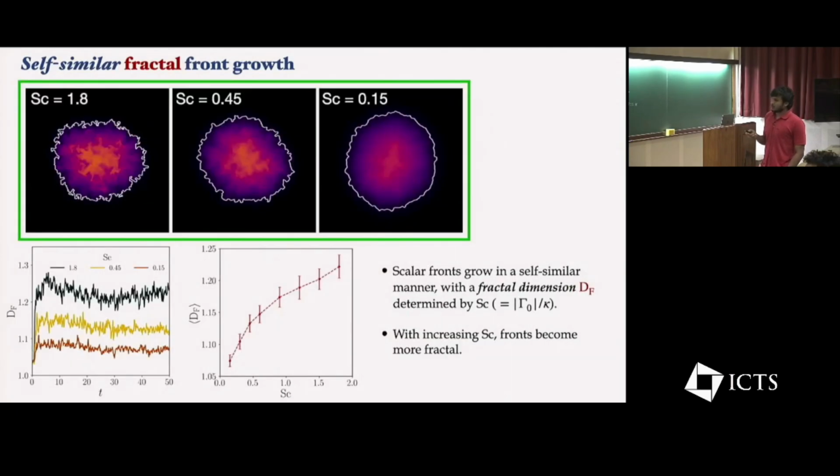Now let's move on to the next case, self-similar fractal front growth. Turbulence crumples the active-inactive interface. So here are three interfaces for different Schmidt numbers. As the Schmidt number decreases, the interface becomes smoother and smoother. And here, by the box counting algorithm, you can find the fractal dimension, which after a transient time attains a somewhat steady value. And this is how the fractal dimension varies with the Schmidt number.